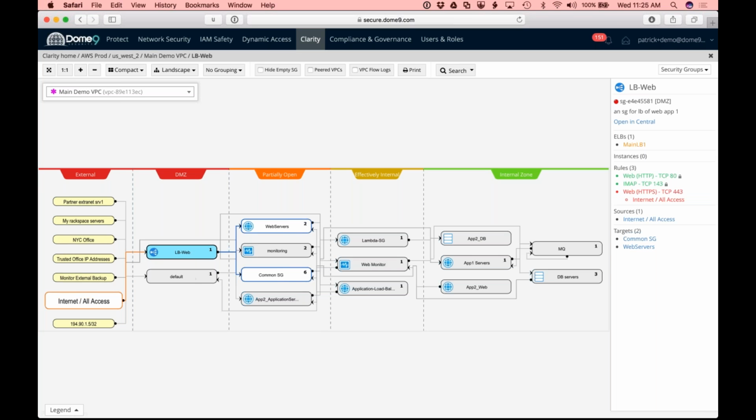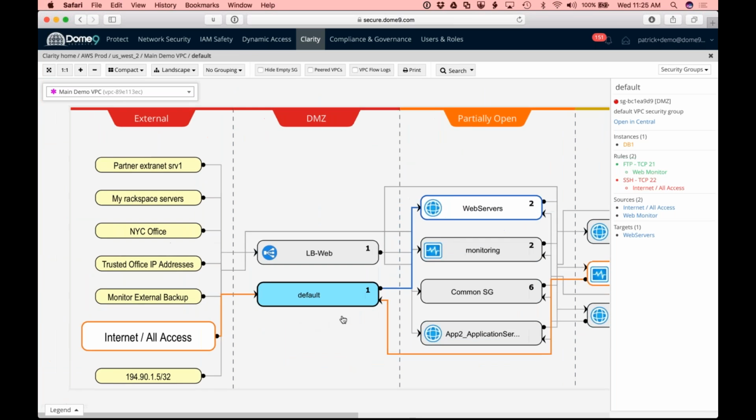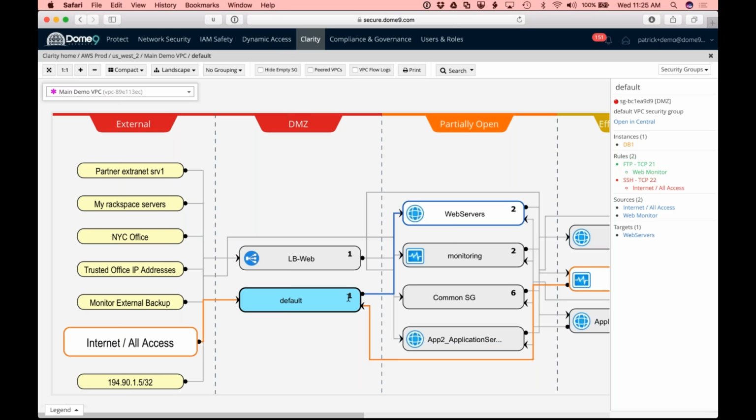The fact that I have a default security group here is very troubling. And if I click on that, I can see that it's this secure shell, all access kind of any rule again that exists there, and that's why that default security group is in my DMZ swim lane. That's a problem, but so too is the fact that I have a number 1, and I'll zoom this up a bit if you can't see as well. I have a number 1 in the top right of this security group. What that means is I've got one resource assigned to that security group, and in this case, it's a database server.